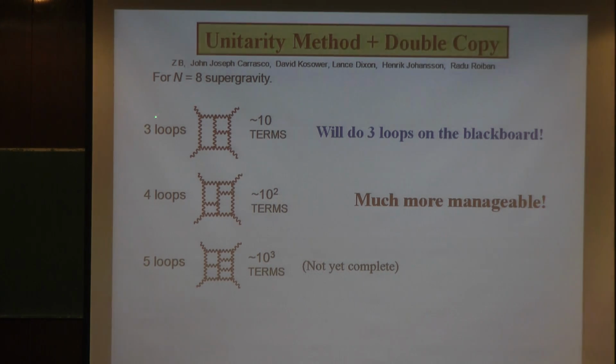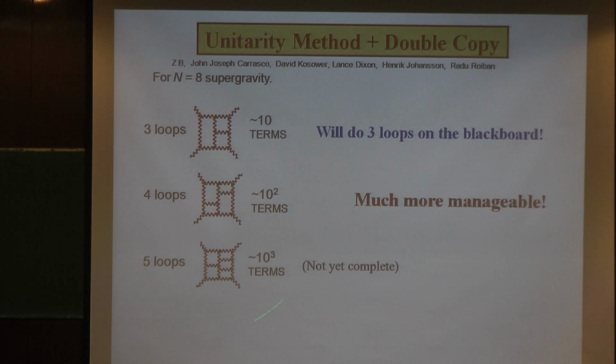So we're going to do 3 loops on the blackboard. The problem gets reduced to working out basically 10 terms. It's not Feynman diagrams. By 4 loops, we're talking about 100. You do that on a computer in no time at all. It's a few minutes of calculation once you've set it up.